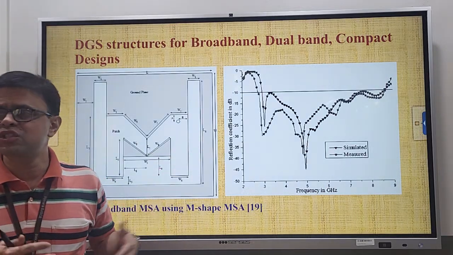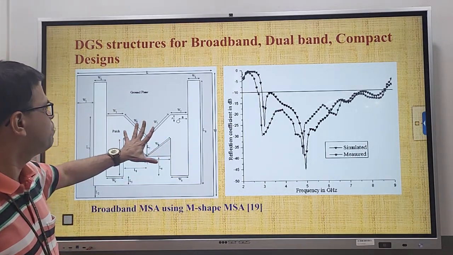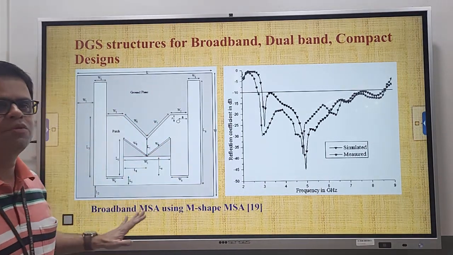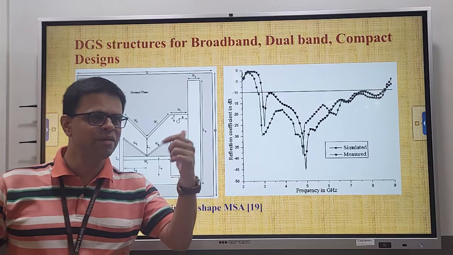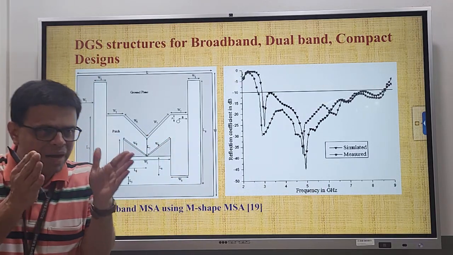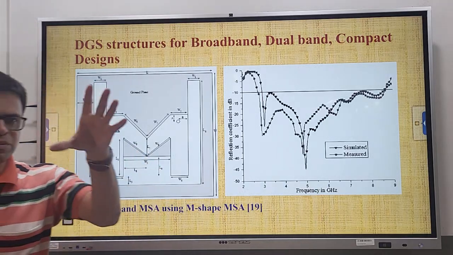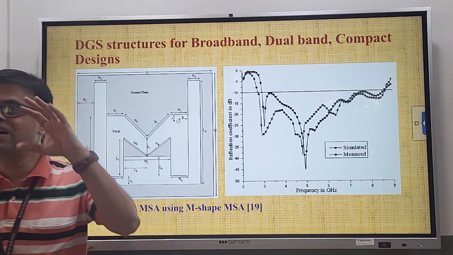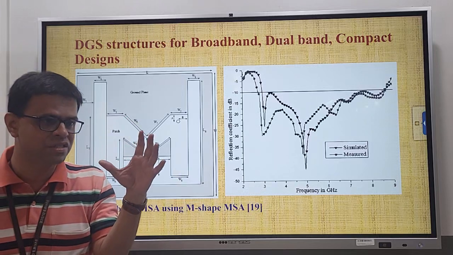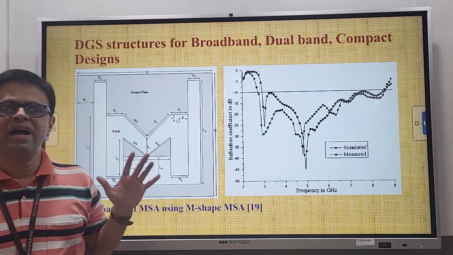In fact, detailed analysis of this kind of structure can be done. Like you will see, this is the M-shaped patch, and below that you have an M-shaped slot ground plane. Similarly, there is a paper in the literature with a U-shaped patch, and below that an inverted U-shaped slot ground plane. But why these kinds of modifications lead to the wideband response is not discussed or reported.